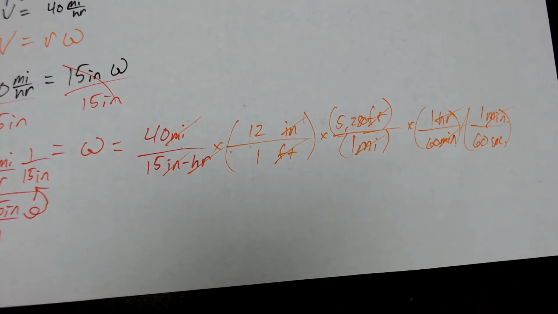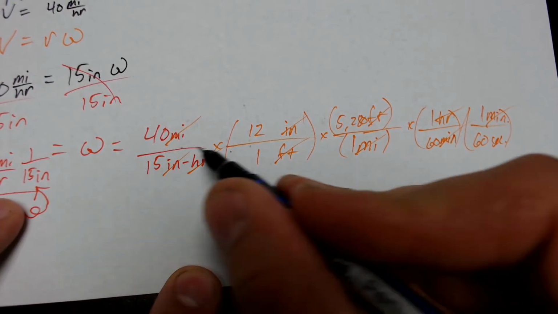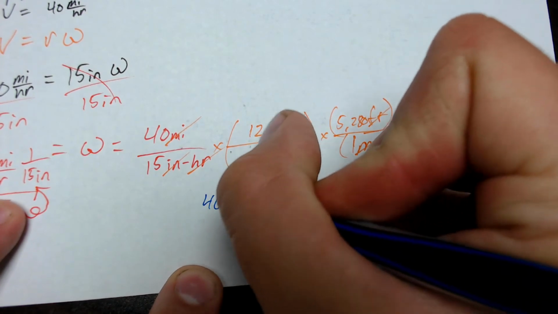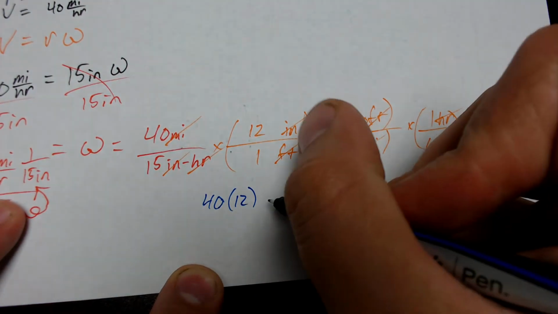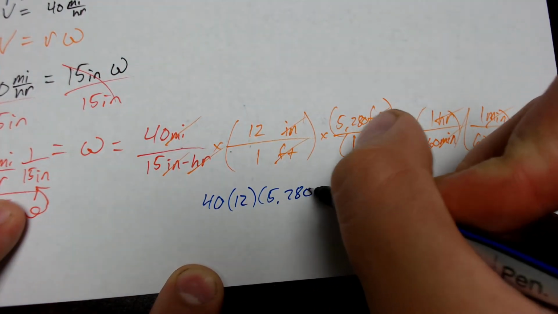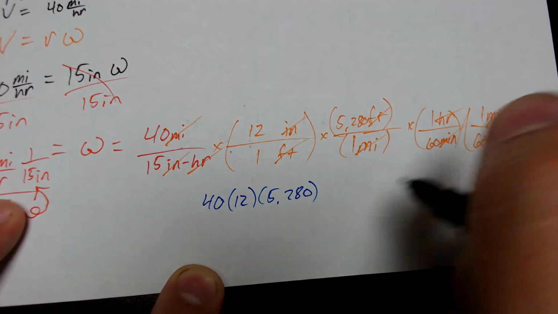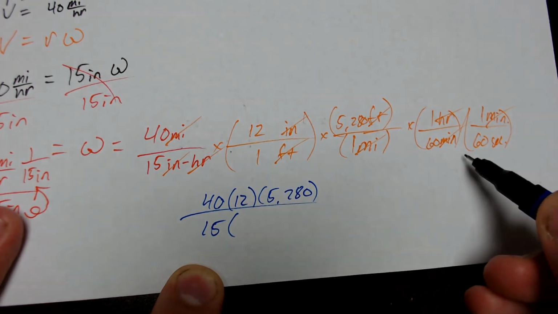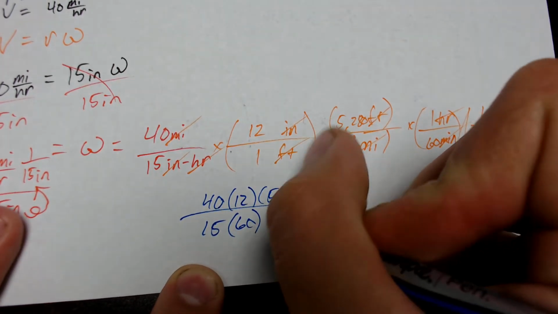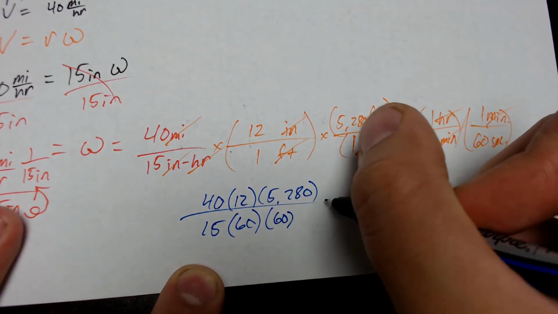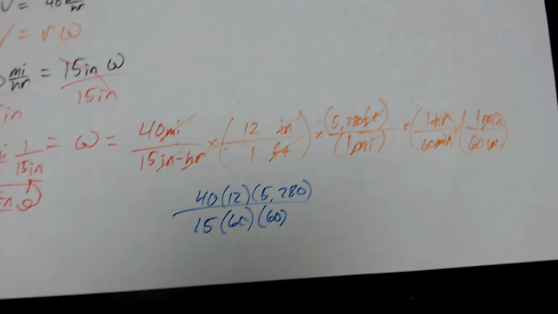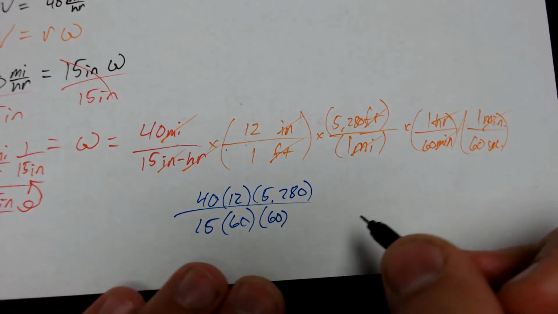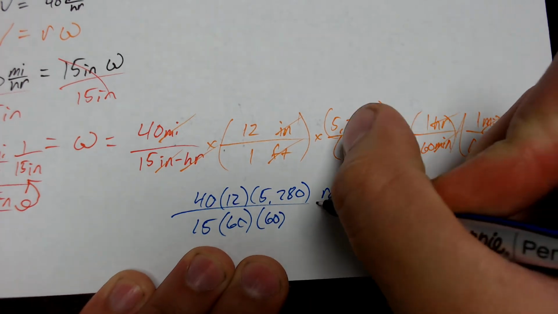So I've done a lot of unit multipliers. I'm going to go ahead and rewrite these to simplify it. So right now what I've got on the numerator is 40 times 12 times 5,280 times 1 and 1. Those don't get written down. The denominator, I have 15 times 60 times 60. And this answer is actually in radians per second.